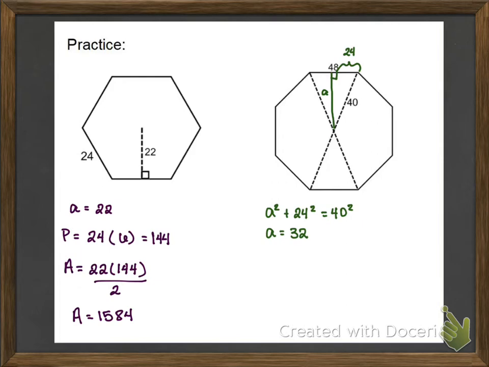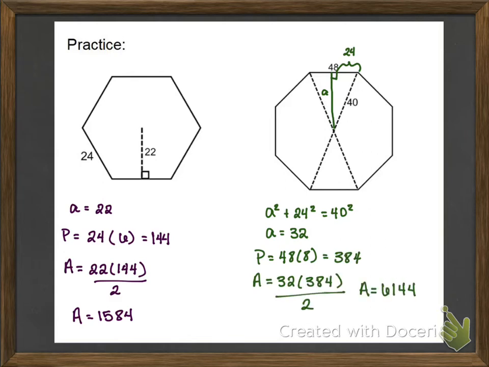Now we also need to find our perimeter. One side is 48, and we have 8 sides. So 48 times 8, we get 384 for the perimeter. So we can plug 384 and 32 into our formula. 32 times 384 divided by 2, we get an area of 6,144.